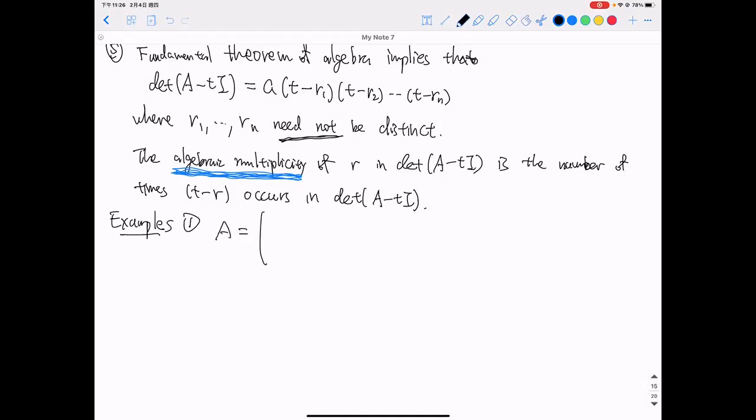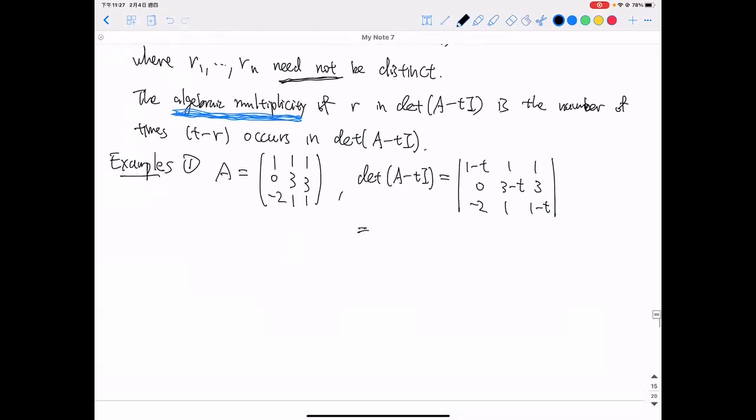Say the matrix A is 1, 0, minus 2, 1, 1, 3. Okay. So let's say this is my A, and I want to compute its characteristic polynomial. That's the determinant of 1 minus t, 1, 1, 0, 3 minus t, 3, minus 2, 1, 1 minus t.